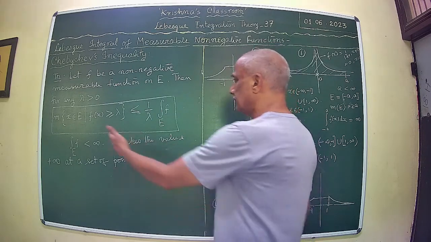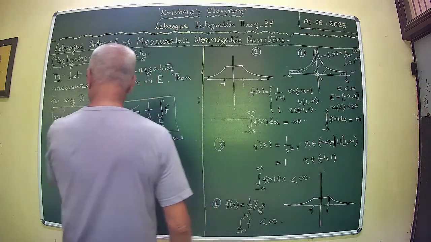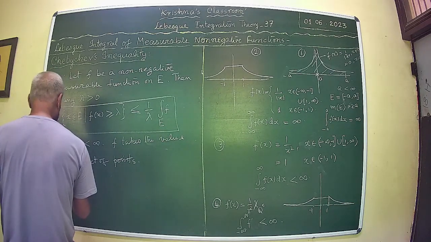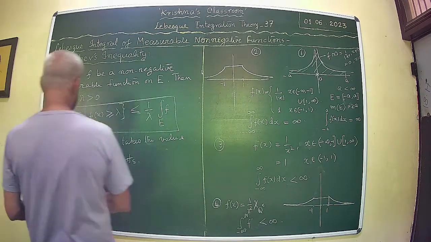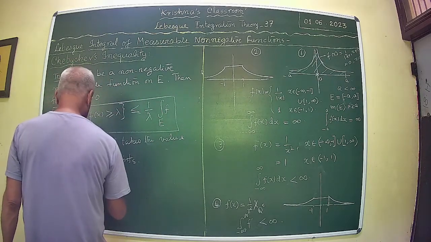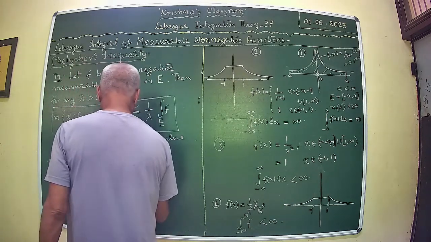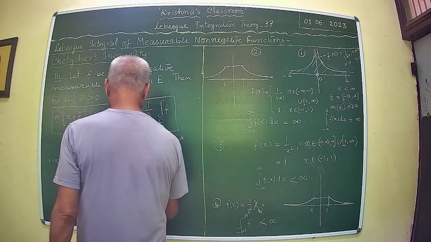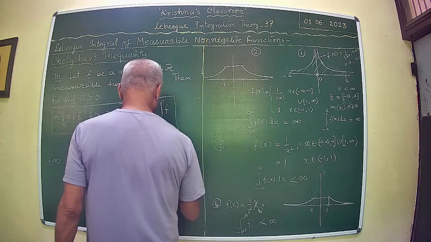Then you see that we have this estimate. For each lambda, this estimate is there. Now you see that the set of x belonging to E, f(x) equal to infinity, is essentially the intersection of the set of all lambda.